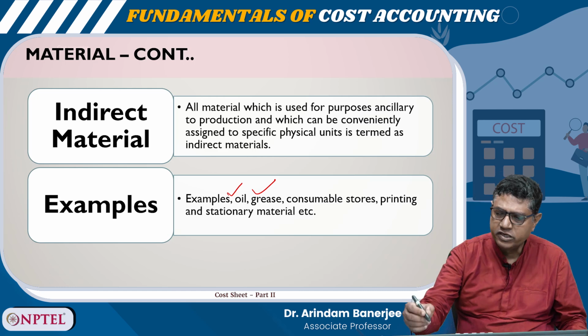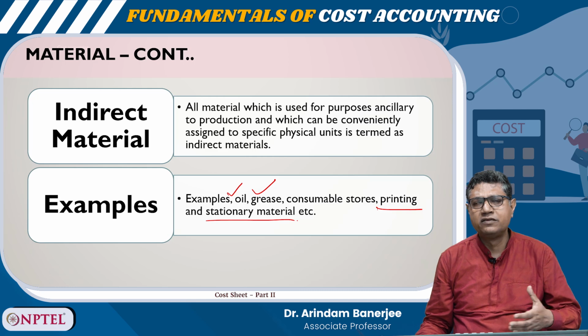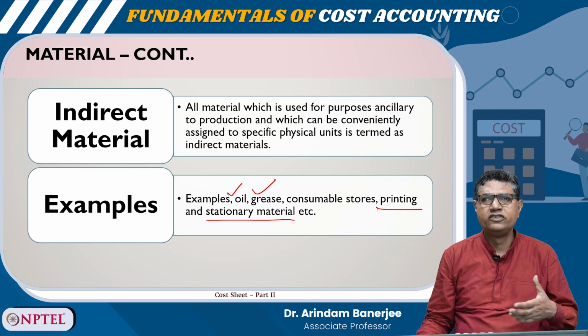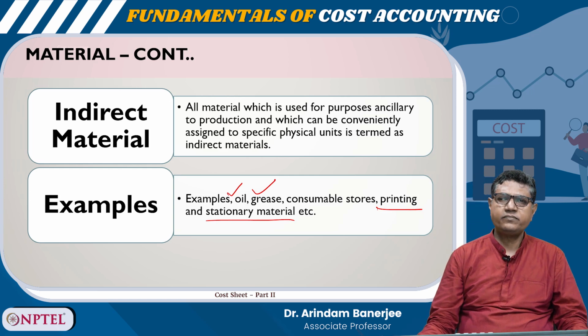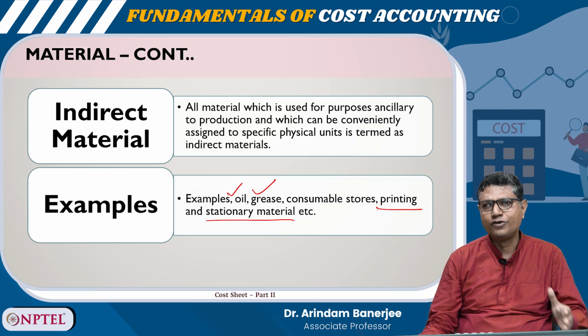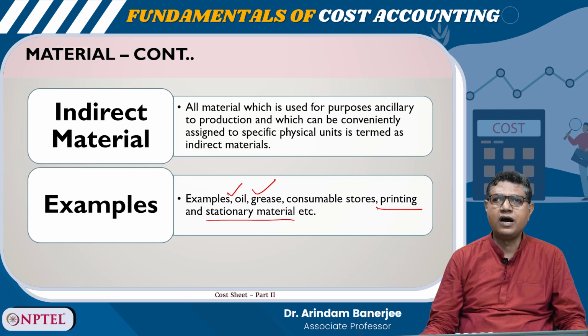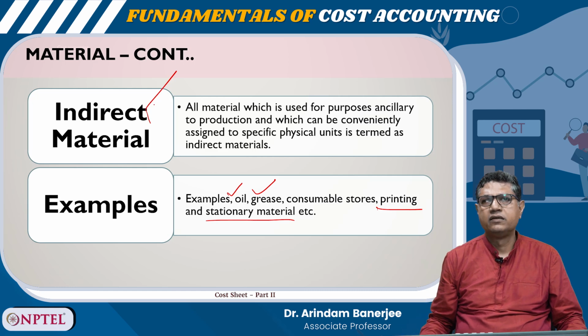The printing and stationery. In a company, a lot of stationeries are required, notepads, then printed invoices, challans, etc. They are used for the purpose of various models. So if a company manufactures 10 different models, it is very difficult to directly assign that cost to a particular model of car. So such an example is called the indirect material. Okay.